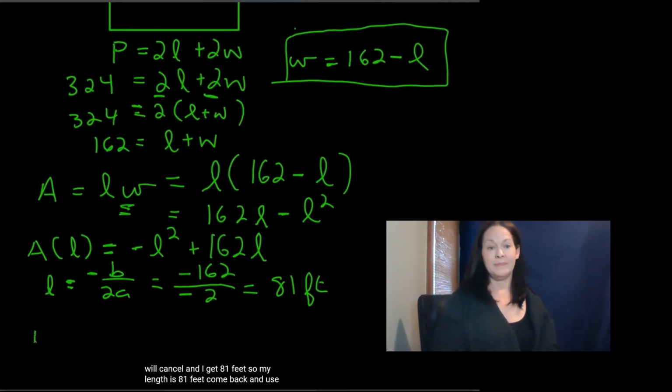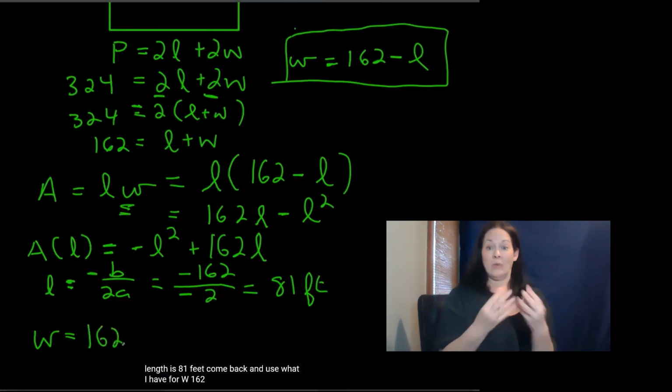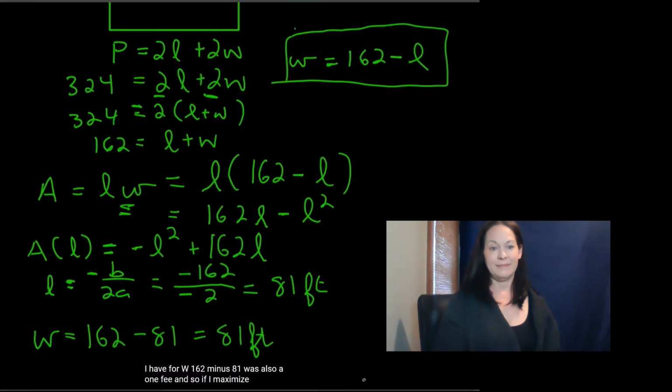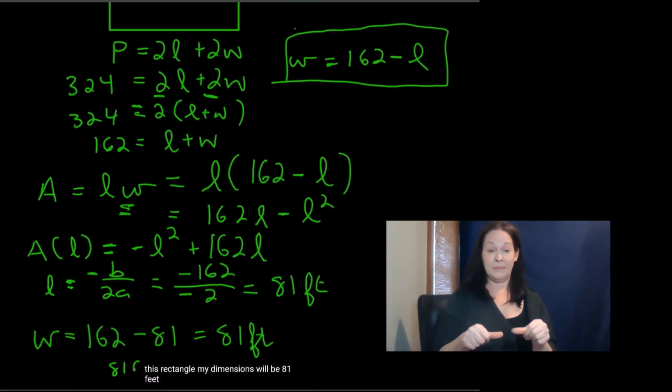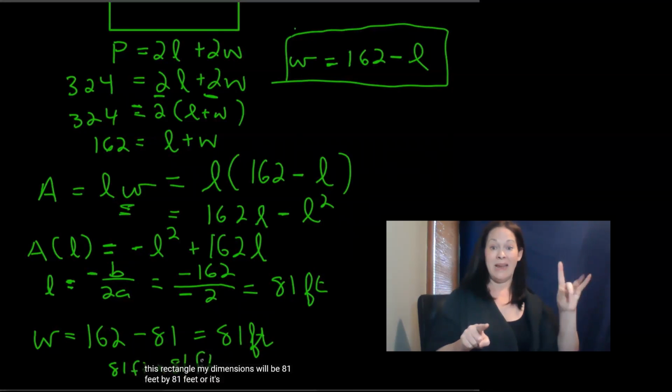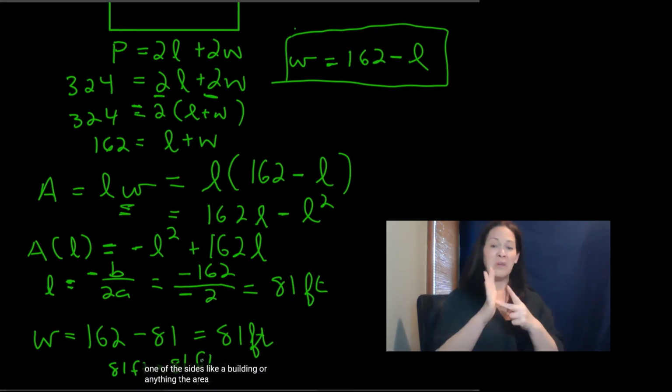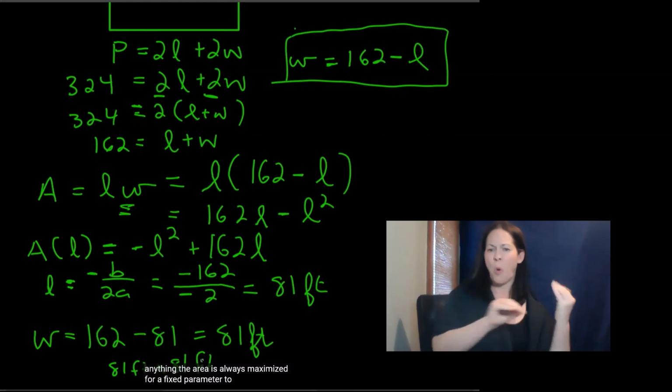Come back and use what I have for W. 162 minus 81 was also 81 feet. And so if I maximize the area of this rectangle, my dimensions will be 81 feet by 81 feet. Or it's going to end up being a square of 81 feet. Maximization of a rectangle with nothing limiting one of the sides, like a building or anything, the area is always maximized for a fixed perimeter by a square.